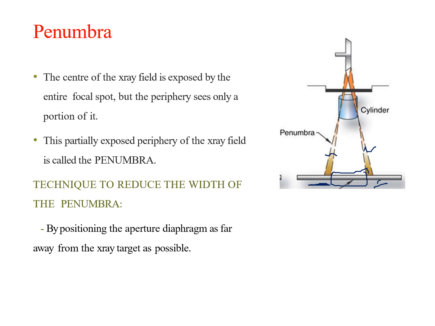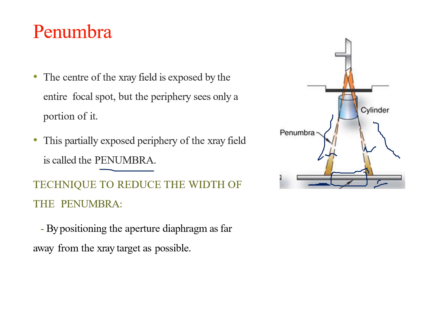For that you should have a beam limiting device. In the center, the X-ray field is exposed by the entire focal spot, but in the periphery region, only a portion of it is exposed. The periphery of the X-ray field is called the Penumbra. This area is called the Penumbra effect.